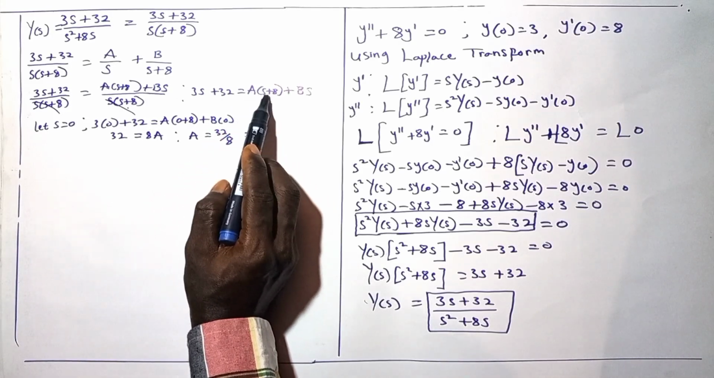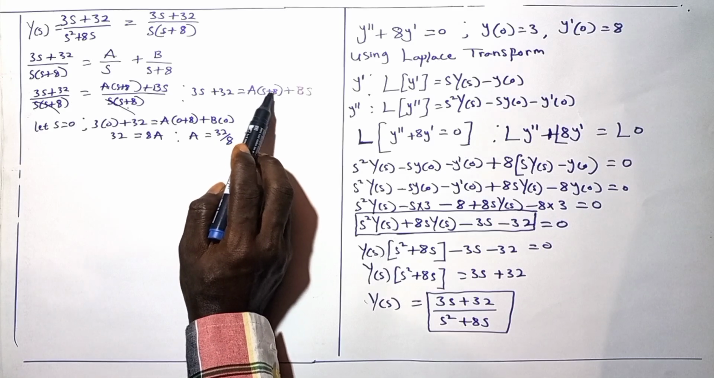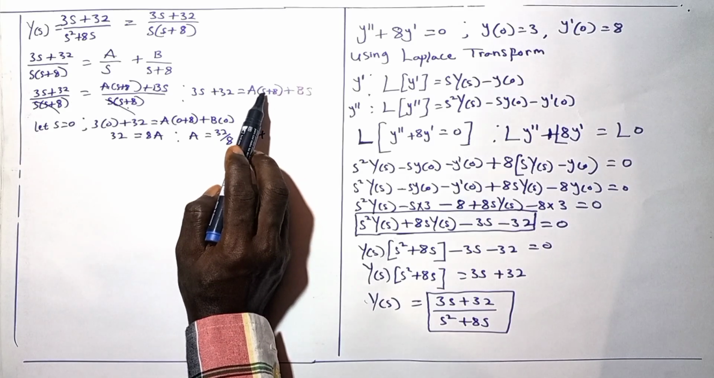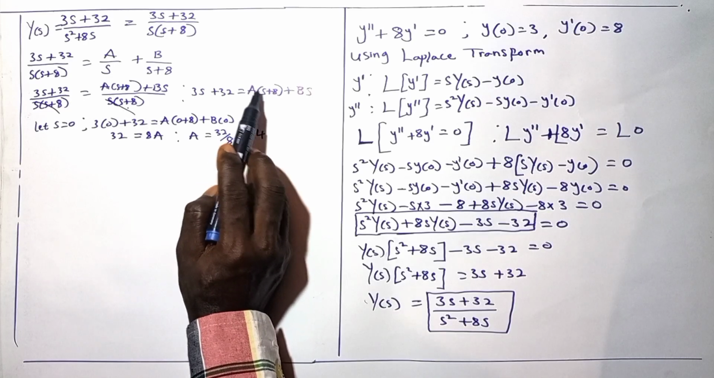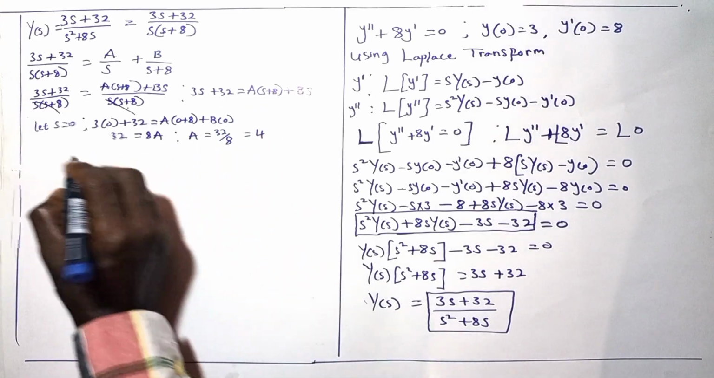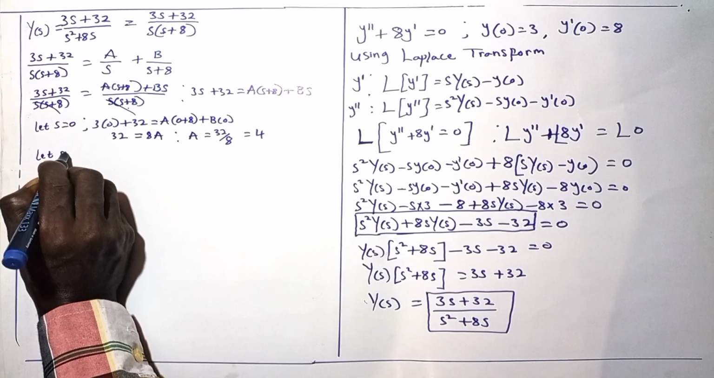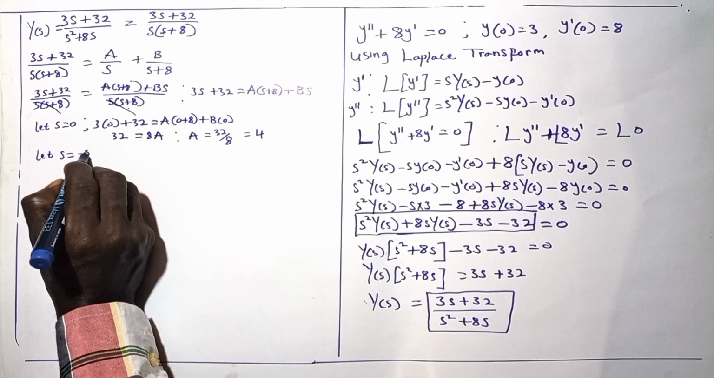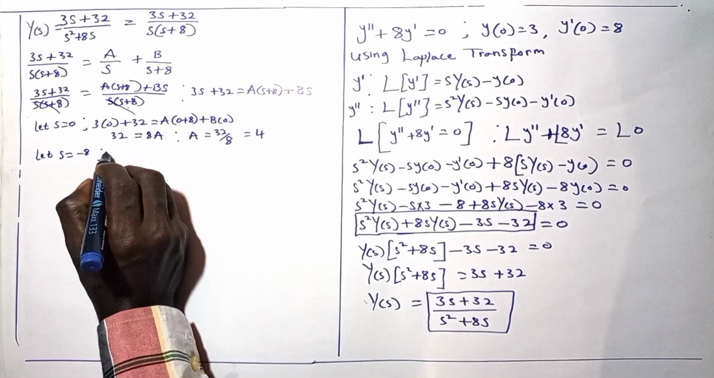Now to get b, we need to eliminate a. Then what can eliminate a? Check here, s plus 8. So when we equate this to 0, this becomes s is equal to minus 8. When we input minus 8 here, this a will be eliminated. So now let s be equal to minus 8. So anywhere we see s, let's put minus 8.